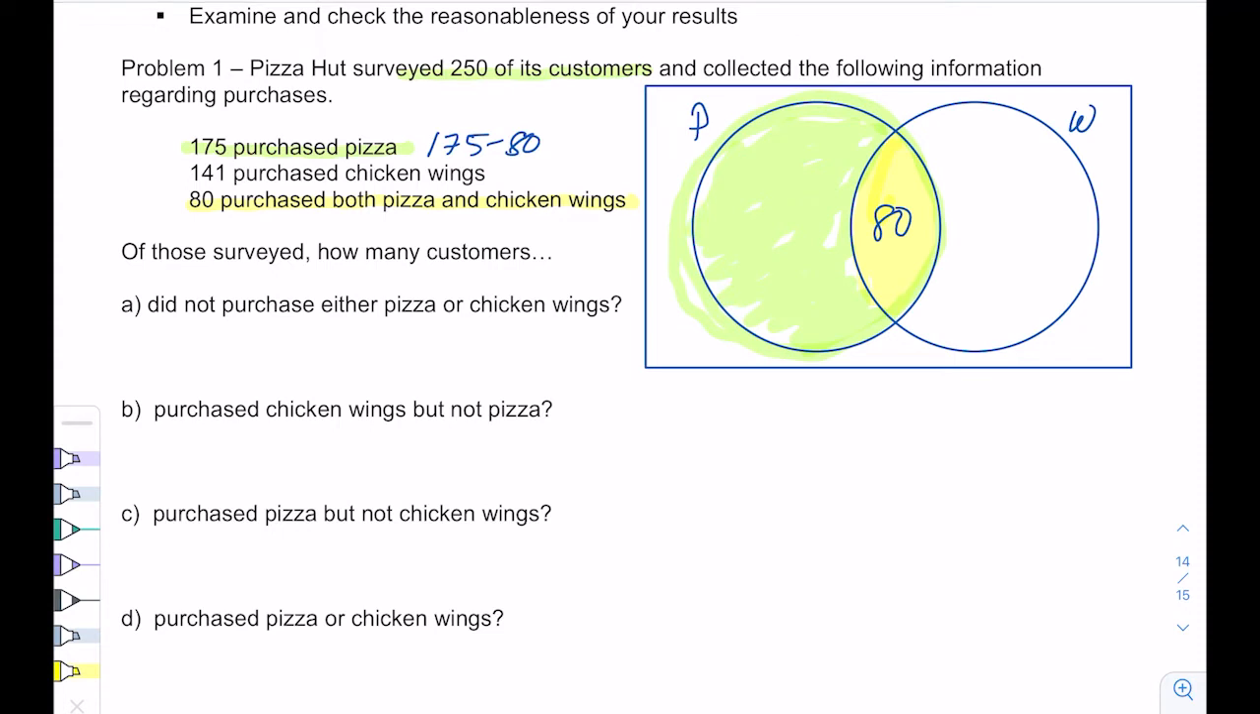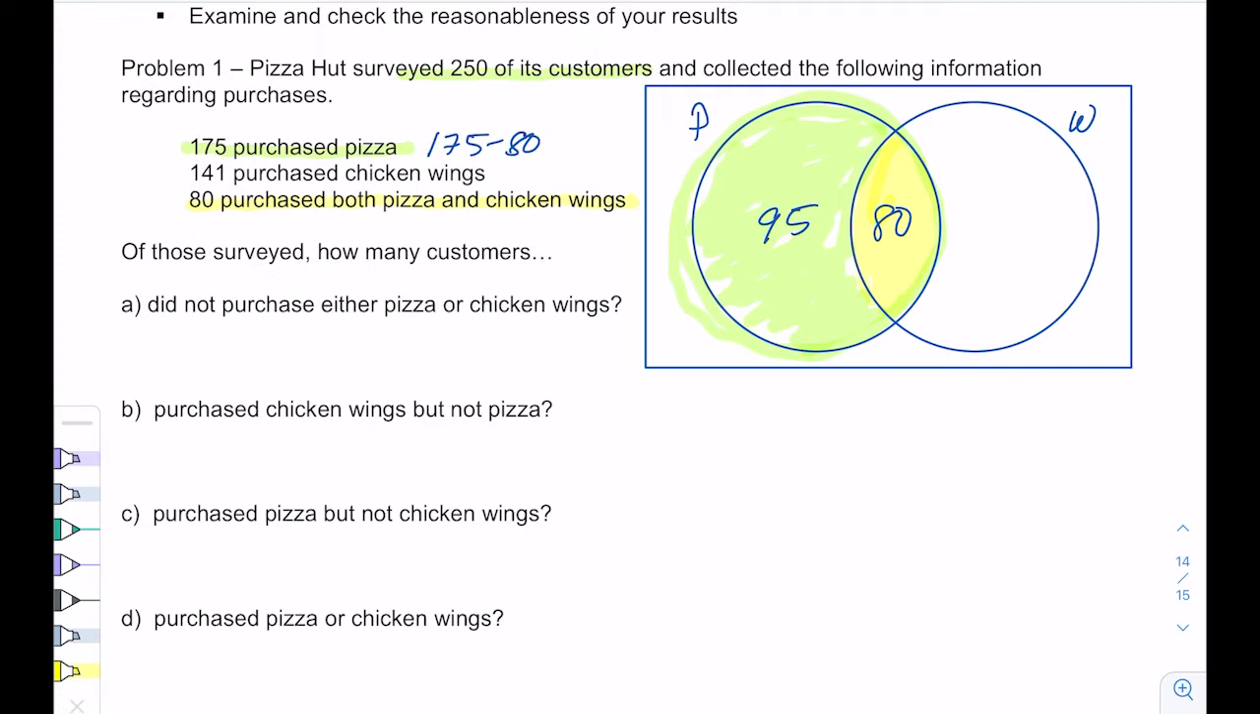So when I do 175 minus 80, you get 95. So 95 people purchased pizza only. But if you add the 95 and 80, it gives you 175, which would be the total number of people who purchased pizza. Now, those could have included people that purchased chicken wings as well.